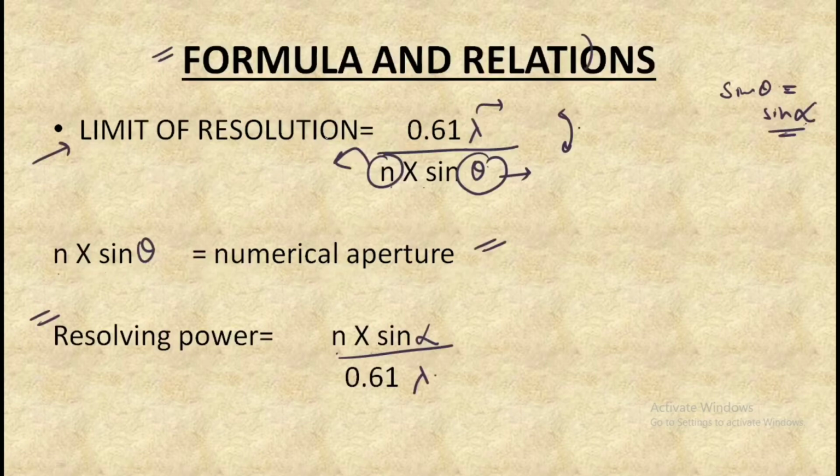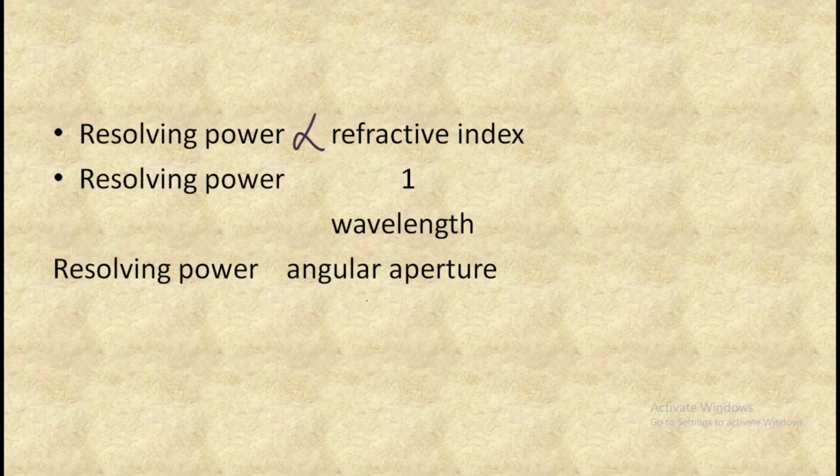The next important point to remember is that resolving power is directly proportional to the refractive index. How? As we have seen in the formula, resolving power is equal to n into sine alpha, so n is in the numerator. So we can say that resolving power and the refractive index are in direct proportion to each other. That is, the resolving power of a microscope increases with the refractive index of the medium. For example, if we immerse the medium in oil, as we know oil has a very high refractive index, the refractive index increases and, as a result, the resolving power of that microscope also increases.